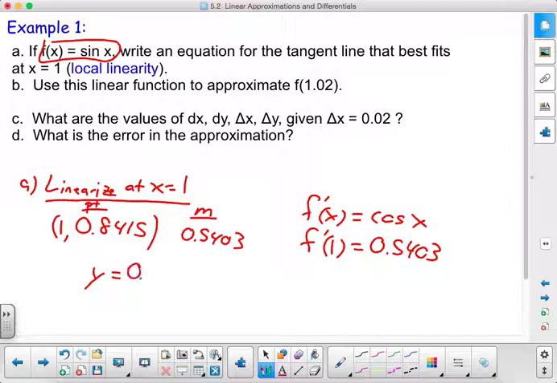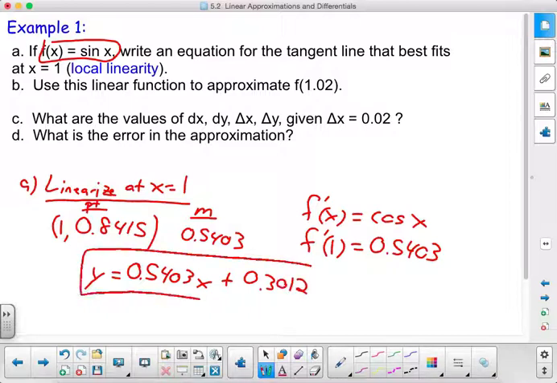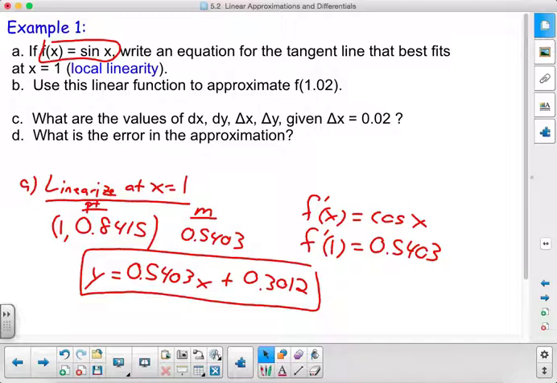I know this already though, right? This I know is this, because that's my slope, x. What's my y-intercept going to be here? So, what's the rest of my equation? Plus b. 0.30112. So that's what we call linearizing here. Now if I use this linearization, anybody know how would I do part B then?